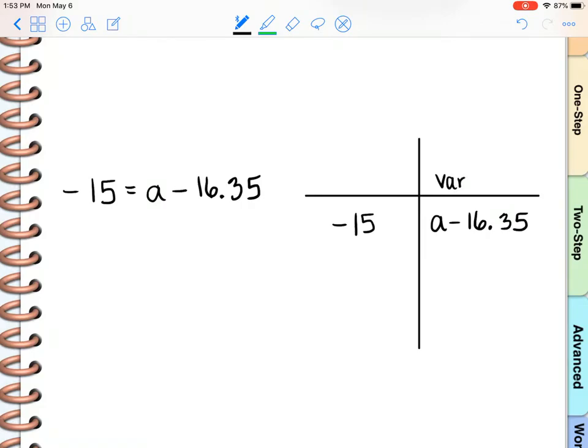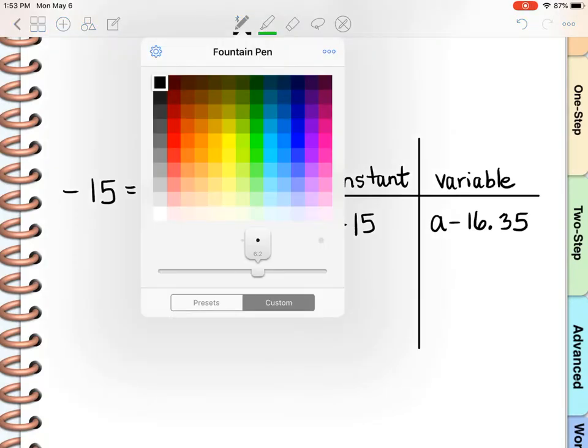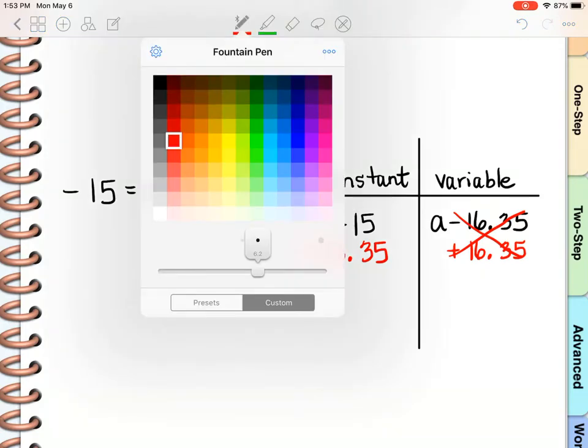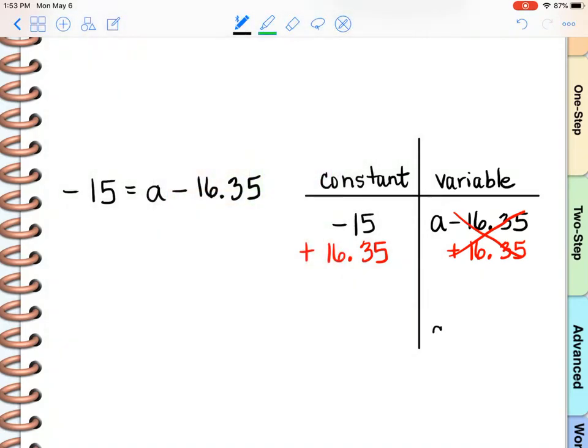A is variable. Negative 15 is constant. And it is that negative 16.35 that needs to move. So let's add 16.35. 16 and 35 hundredths. Cancel. And then you're left with the variable A. That's very good. That's all that should be over there at this point.